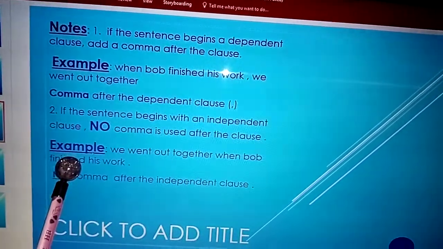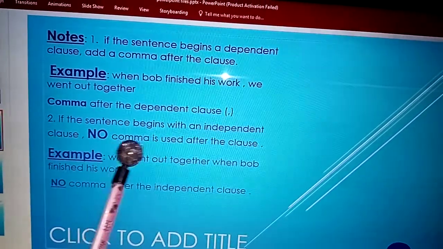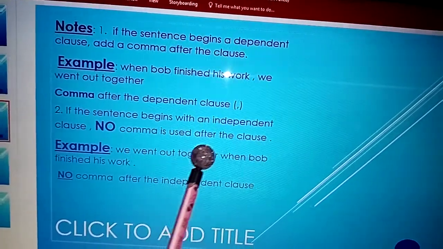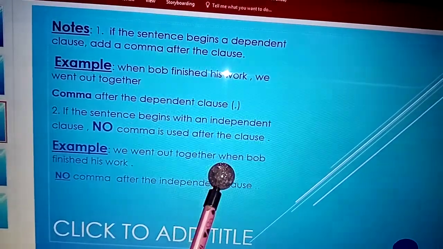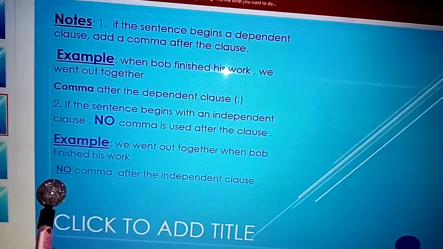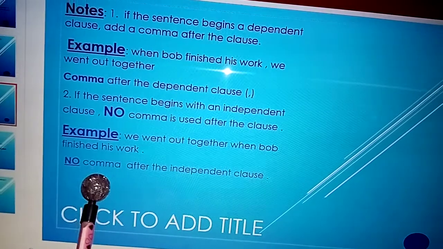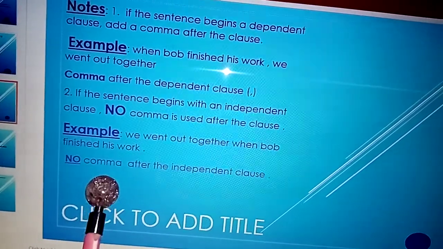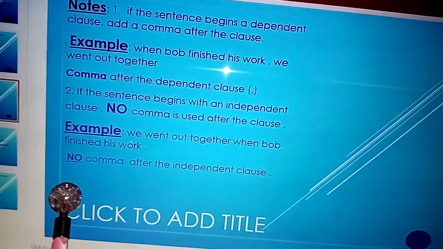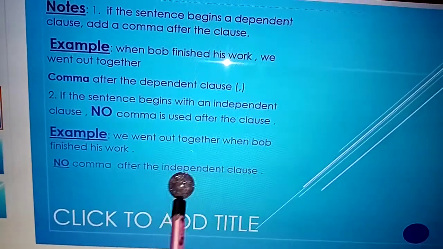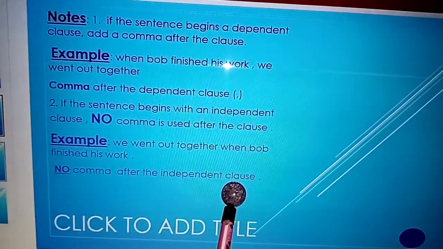Now number two, if the sentence begins with an independent clause, no comma is used after the clause. Like what? We went out together when Bob finished his work. Because the sentence begins with a subject, which is "we," and a verb, a normal subject and verb, so no comma is needed. So no comma after the independent clause, okay?